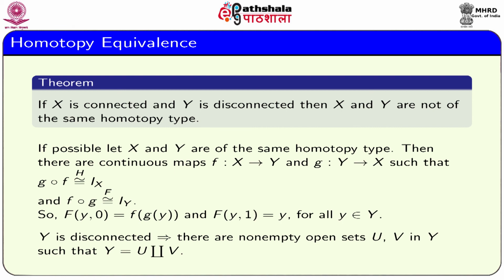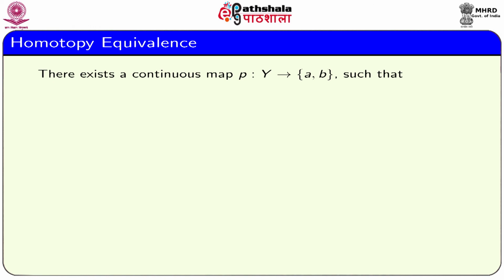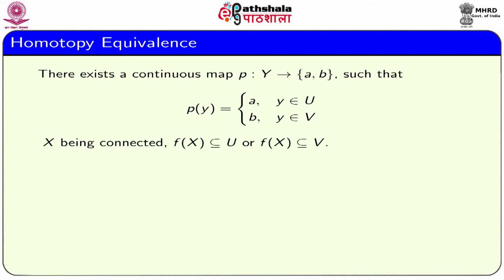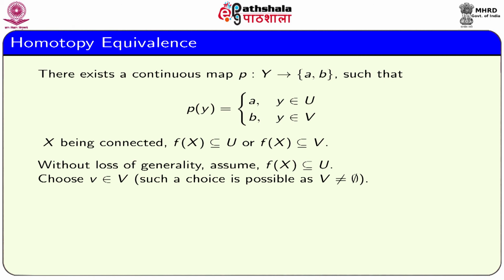Since Y is disconnected, there are open sets U and V which are non-empty, such that capital Y is the disjoint union of U and V. So there exists a continuous function p from capital Y to {a,b} such that p(y) is a whenever y is taken from U, and p(y) is b whenever y is taken from V. Since X is connected, f(X) will be contained totally within U or totally within V. Without loss of generality, we assume that f(X) is contained within U. Choose a point v from capital V. Such a choice of v is possible because V is non-empty.